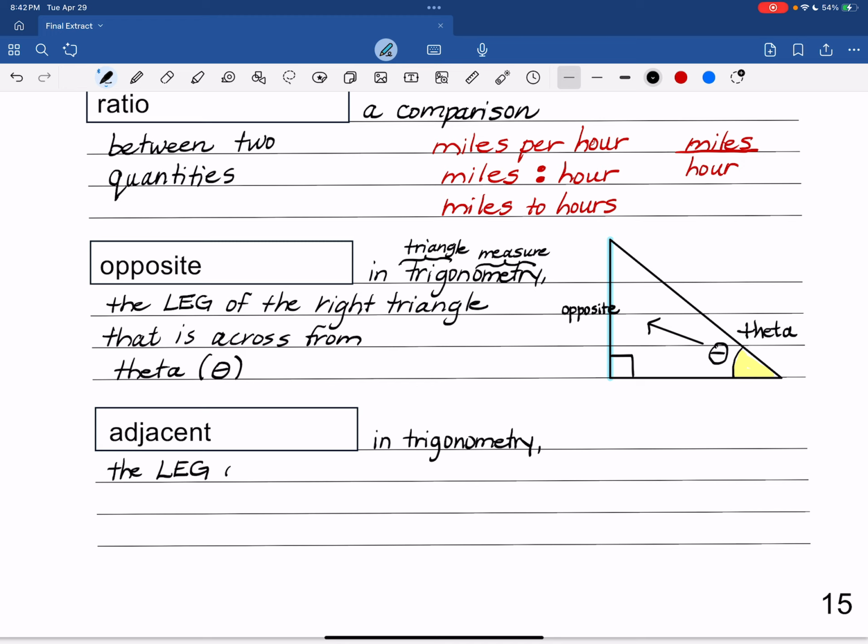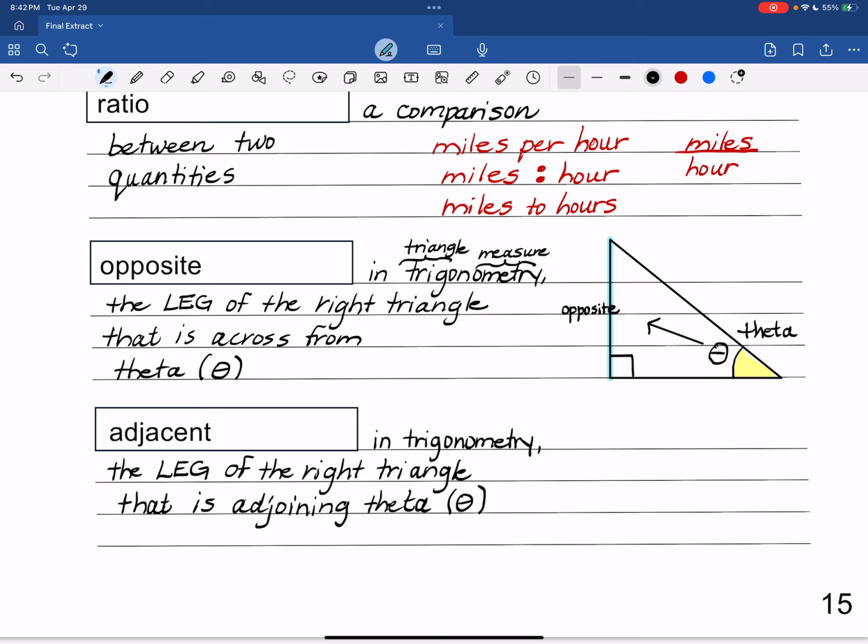But in trigonometry, this is the leg, not the hypotenuse. It's the leg of the right triangle. You got to have a hypotenuse, but adjacent is not your hypotenuse. It is the leg of the right triangle that is adjoining theta. It's hooked to theta. Think of an adjoining room in your house. They're rooms that share a wall. So this is the leg of the triangle that shares theta.